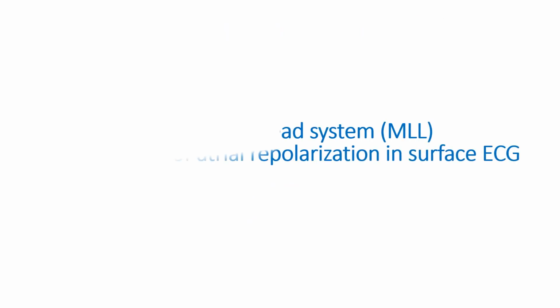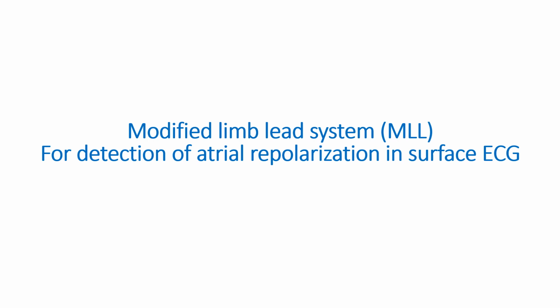A modified limb lead system for detection of atrial repolarization on surface ECG has been devised by Shivaraman J and colleagues. This lead system has been shown to be useful in detecting atrial repolarization on surface ECG, more so in case of complete heart block, where most of the atrial repolarization activity is not masked by ventricular activity.